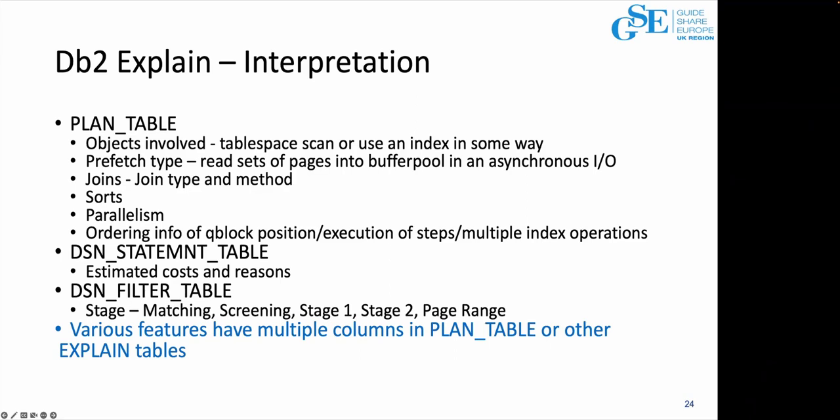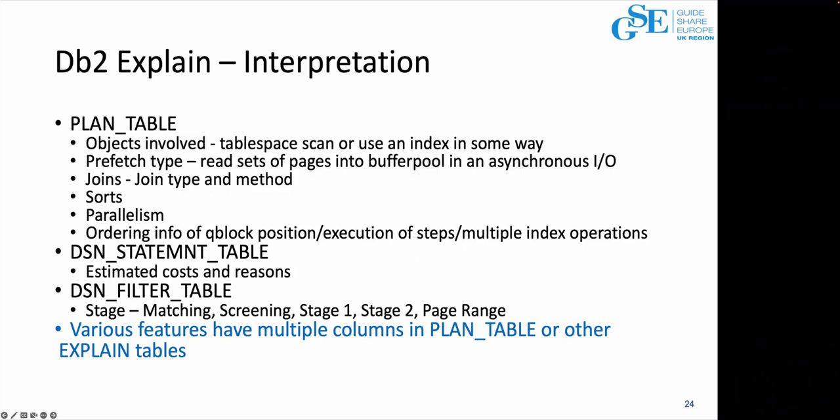Prefetch, the mechanism for reading a set of pages into the buffer pool in a single synchronous IO operation. Then we've got method, which tells us about the type of join between 2 or more tables, and if there's a sort. DSN statement table, which I mentioned a couple of slides ago. This gives us the estimated milliseconds and service units. And the last one, DSN filter table, this tells us the processing stage in which each predicate is processed.